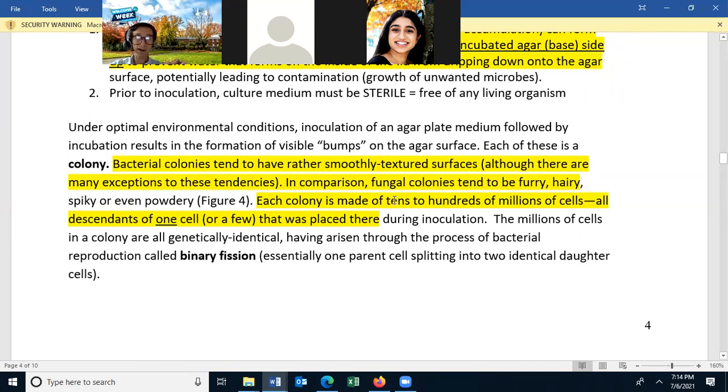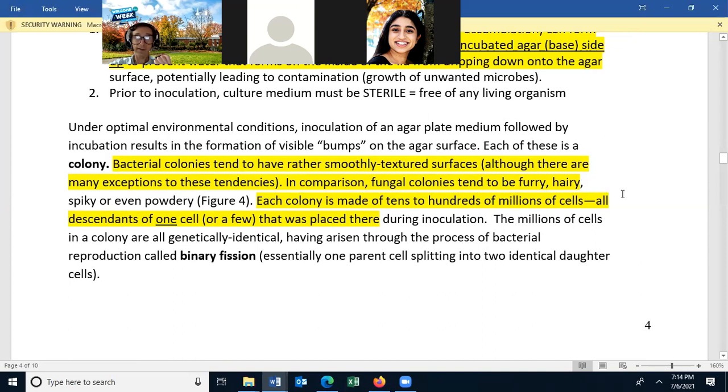You should also know that a colony is composed of tens to hundreds of millions of cells. So 10 million cells to 100 million cells. And they all may be derived from one cell or a few cells that were placed there during inoculation. And then that one cell or few cells grew to form the colony. And to seed the colony, it has to be at least 1 million cells. Okay? But some colonies can be 10 to 100 million cells in the colony.